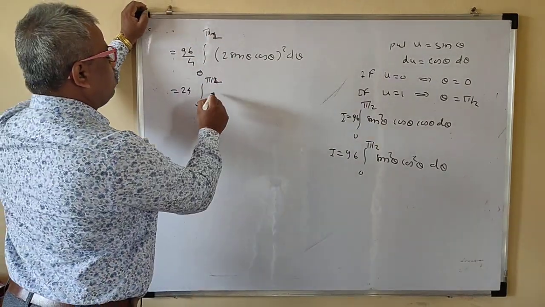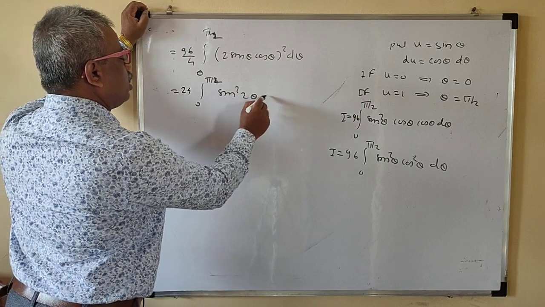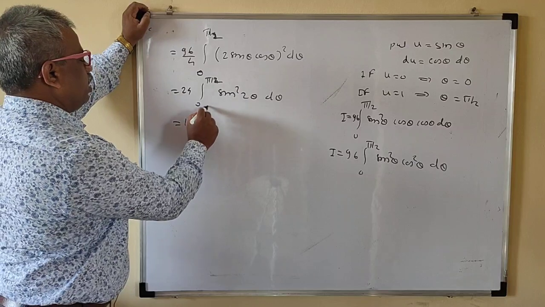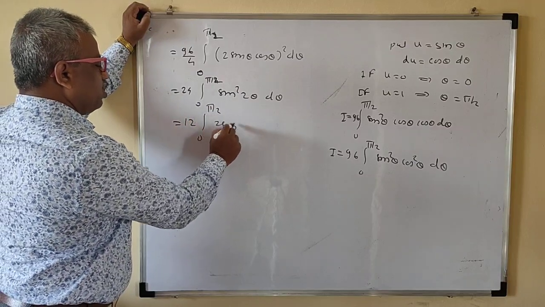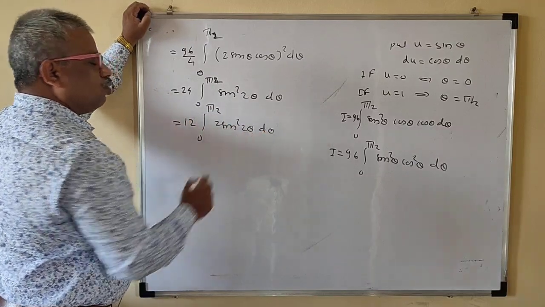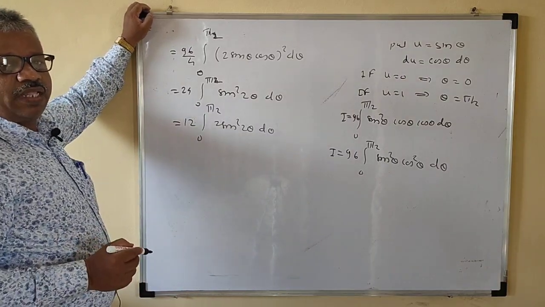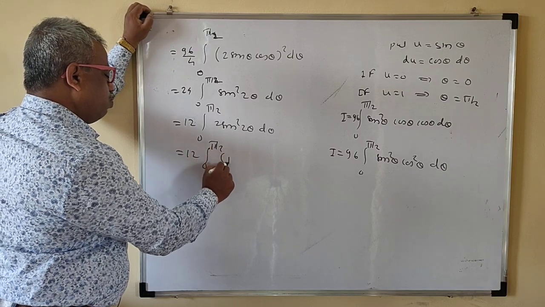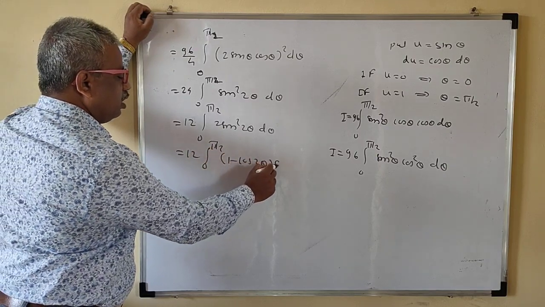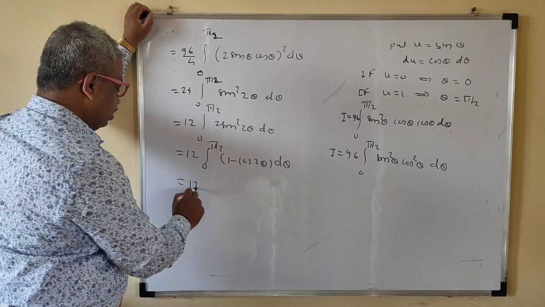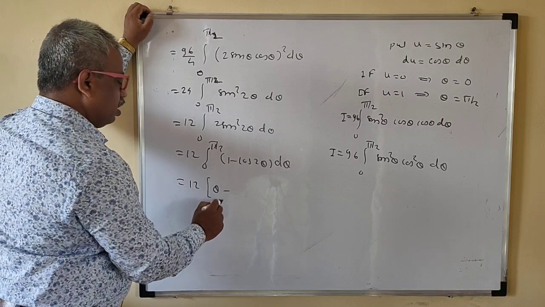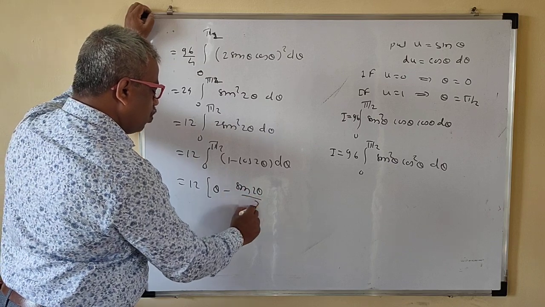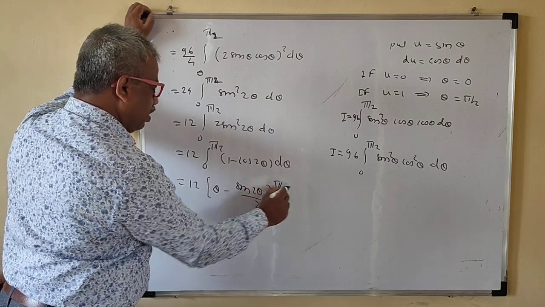Now this is sin square 2 theta d theta. Again I can write this as 12, integral from 0 to pi by 2, of 2 sin square 2 theta. You know that 2 sin square theta is nothing but 1 minus cos 2 theta. So this is 12 times the integral from 0 to pi by 2 of 1 minus cos 2 theta d theta. Now we will integrate this. This is 12 times theta minus sin 2 theta upon 2, from 0 to pi by 2.